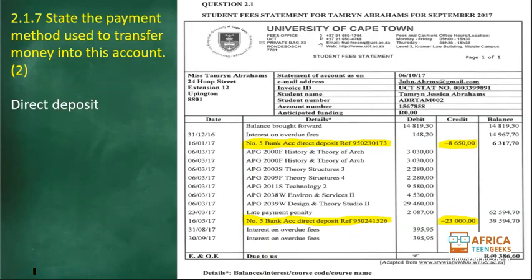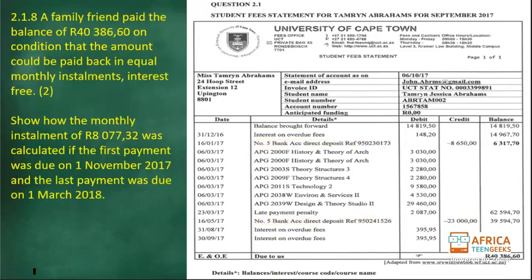And then moving on, the last question for 2.1, it's 2.1.8. A family friend paid the balance of 40,386 rand 60 cents on condition that the amount could be paid back in equal monthly installments, interest-free. Show how the monthly installment of 8,077 rand 32 cents was calculated if the first payment was due on 1 November 2017 and the last payment was due on 1 March 2018. So let's highlight the important points here before we get to answer the question.